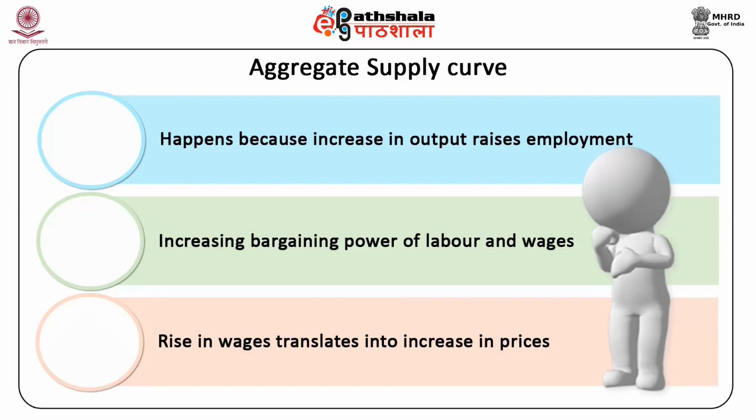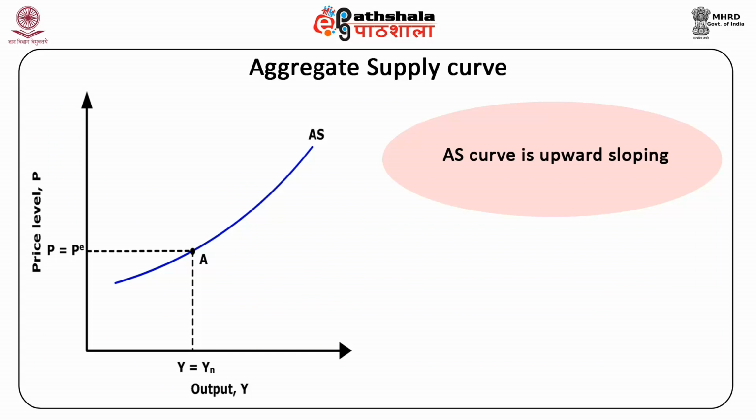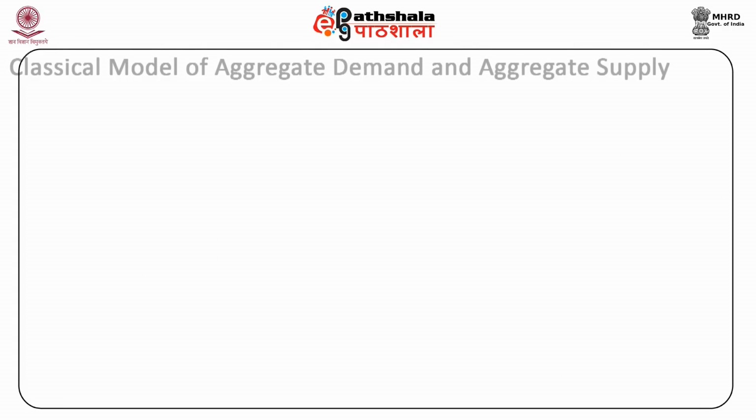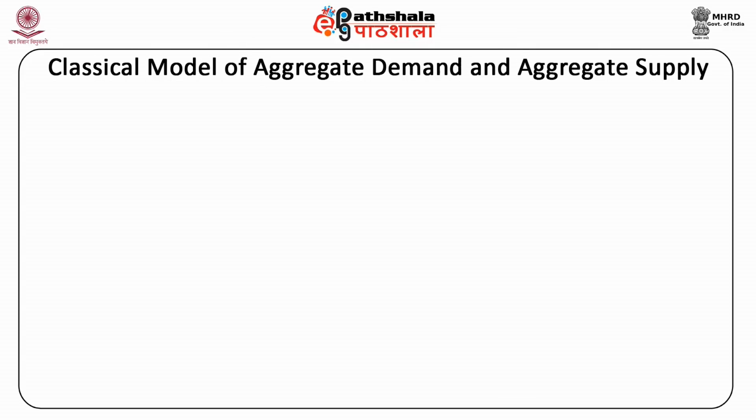This rise in wages translates into an increase in prices. Therefore, the AS curve is upward sloping. A rise in the expected price level will shift the AS curve upwards. Next, we will discuss the classical model of aggregate demand and aggregate supply.